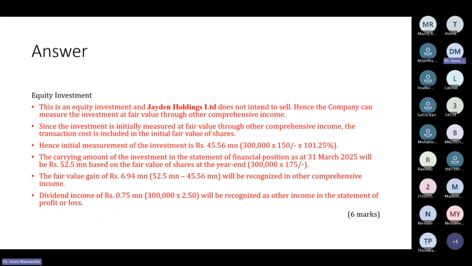Initial measurement, initial fair value plus transaction cost. That's why we have multiplied by 101.25%. So including the transaction price, you will be getting 45.56 million. The dividend income would be recorded under other income, 0.75 million.